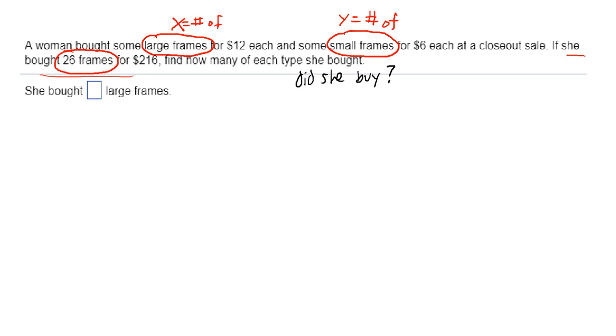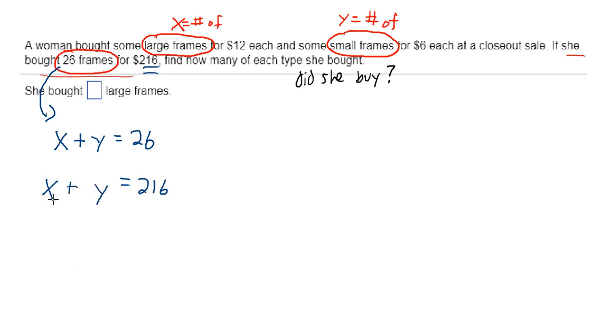There's 26 frames altogether. So if I take the number of large frames and the number of small frames, the total number of frames should be 26. So that equation is simply x plus y equals 26, right? The number of large frames plus the number of small frames equals the total number of frames, which is 26. The other equation is going to be how much those frames are worth, the value of those frames. So if I take the value of the large frames plus the value of the small frames, it should add up to $216, the total value of all the frames together. Right? So it's going to add up to 216. Now sometimes students will do this.